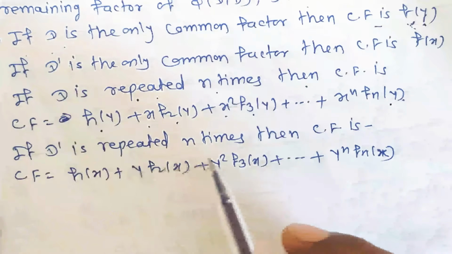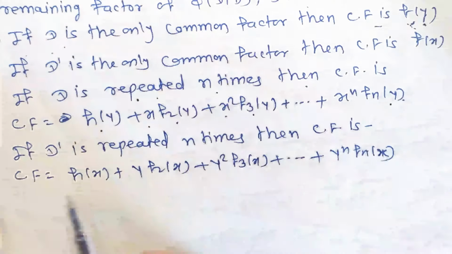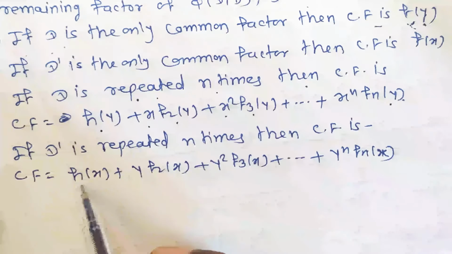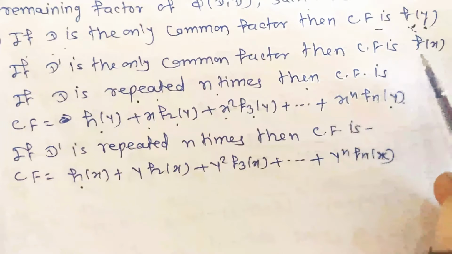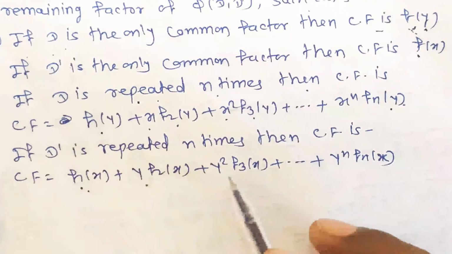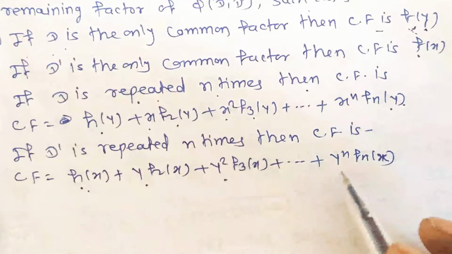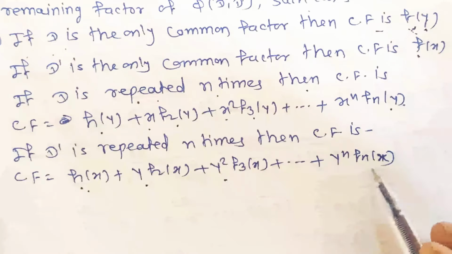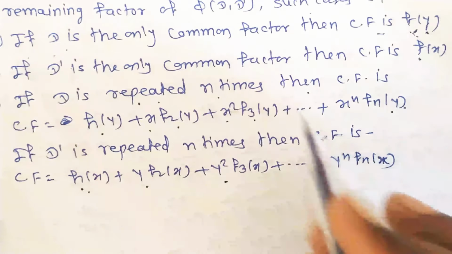If D dash is repeated n times, then CF is f1(x), because CF will be in terms of x, that is f1(x) + y f2(x) + y square f3(x) + and so on + y raised to n fn(x). So this is related to CF.